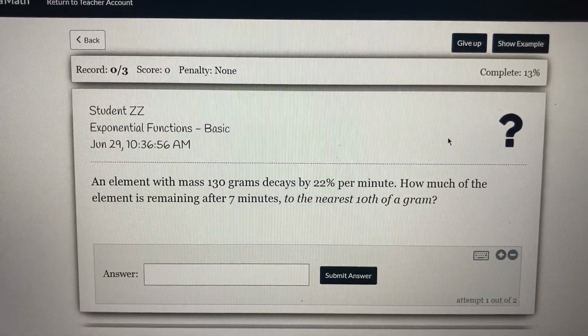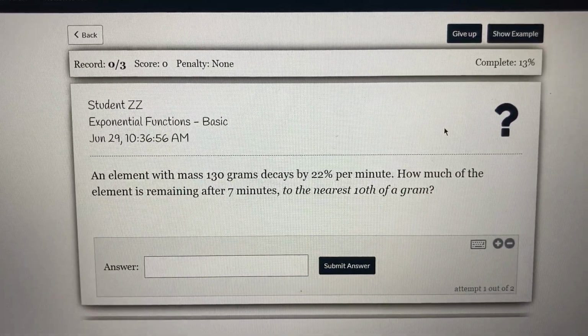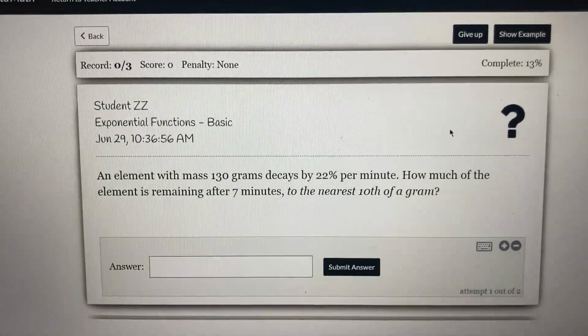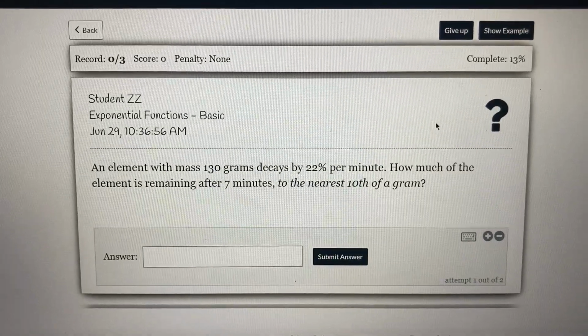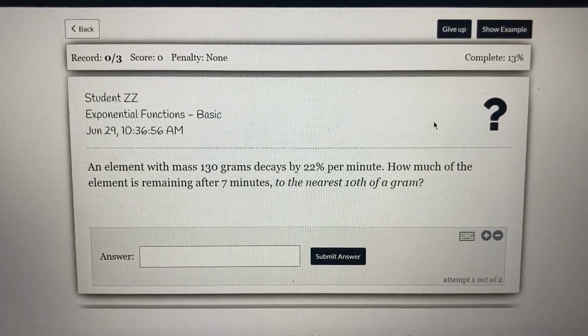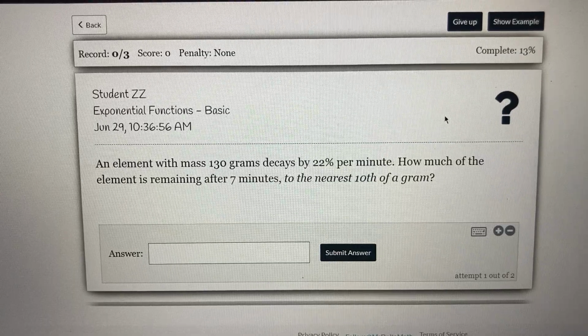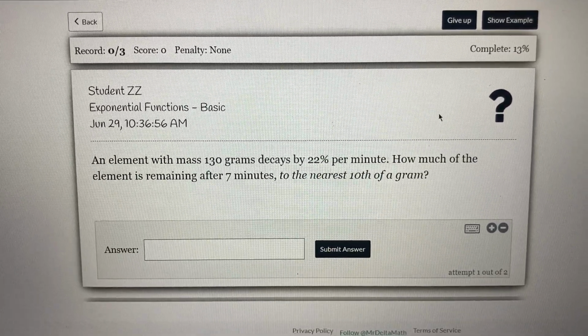Exponential Functions-Basic. So for these, what you need to do is write an exponential equation or function to represent the word problem. It says an element with a mass of 130 grams decays by 22% per minute. How much of the element is remaining after 7 minutes to the nearest tenth of a gram?